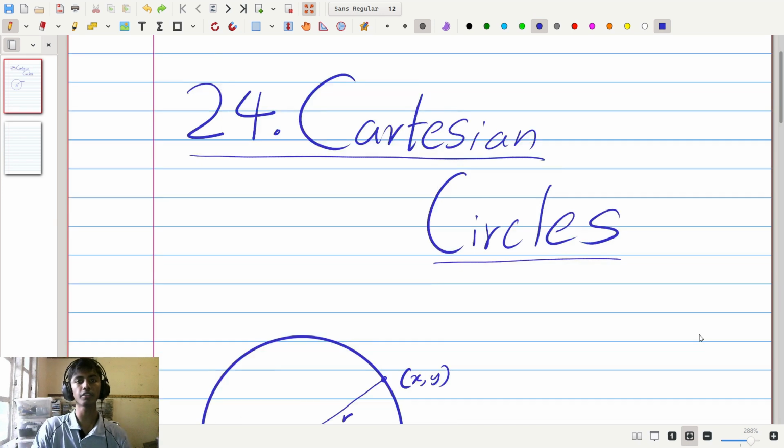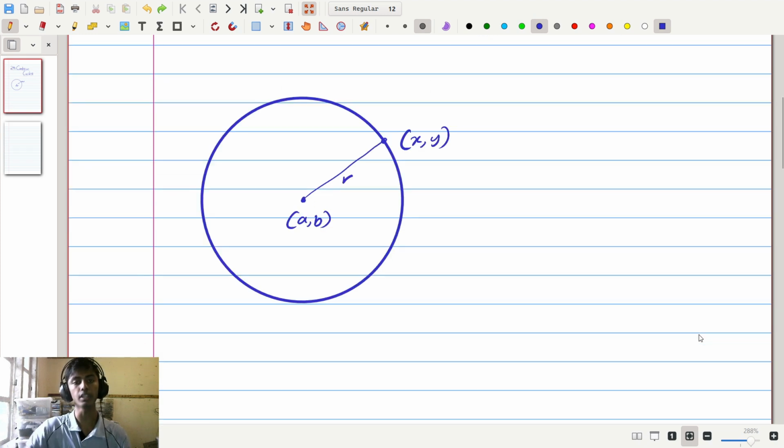To start off this lesson, let's begin by defining what a circle is. For our purposes, a circle is the collection of points that are equidistant, having a distance r from a center which I'm going to call (a, b). So in this case, any point (x, y) on this circle would have to have a distance r from the center point (a, b).